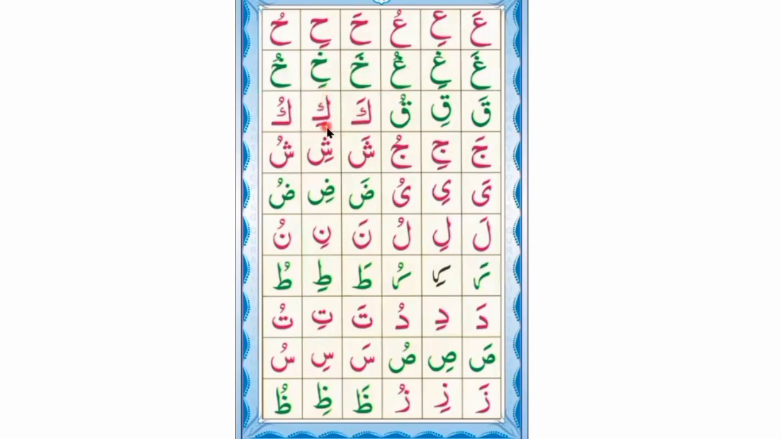These vowels are also called the Zabar, Zair and Paish. Okay, fatha is also called zabar. This is zair and paish. Okay.